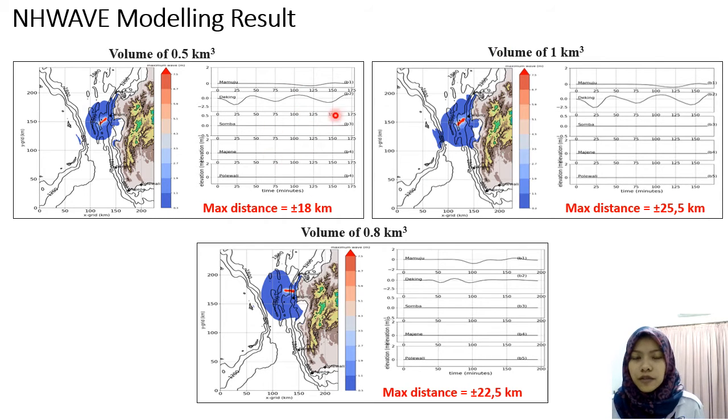In the right graph, we also obtain the time series elevation in 5 different cities located near the source. But as we see, there are only two districts affected by the tsunami. The first one is Deking, the second graph, and also Mamuju, but Mamuju with a very small value of elevation.